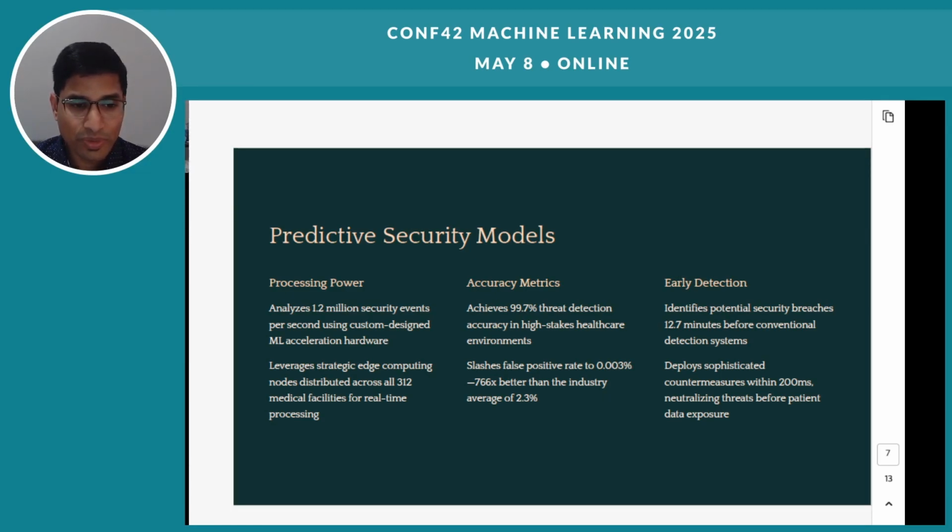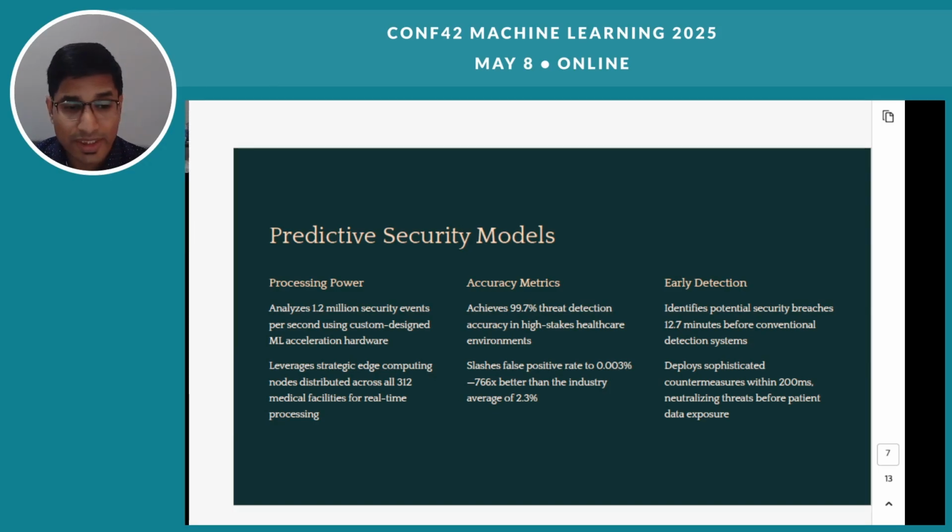While doing those, it is very important to have an accuracy metric, which makes sure that the detections are moderated rightly. The system should have models that target close to 99% threat detection accuracy, in this high-stakes healthcare environment. And we should reduce the false positive rate to a remarkable close to none, maybe 0.03%, which outperforms the industry average of 2.3%.